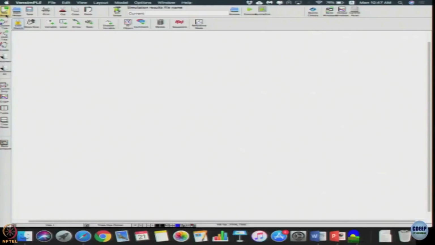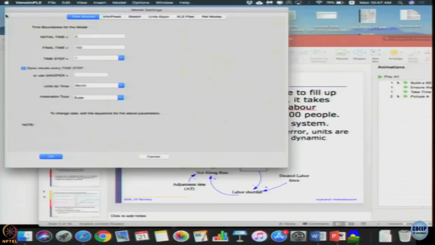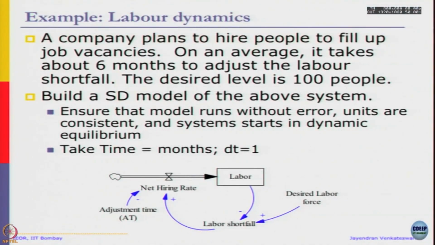I hope all of you have installed the Vensim education version. Okay, first let us click new model. The unit for time is already month, and the time step is 1. So let us just leave it as it is. This is what we are trying to model. Labor is the stock here, and net hiring rate is your inflow. We have an adjustment time coming in, and labor gap, which is nothing but the desired labor force minus the labor. So this is what we are going to model.